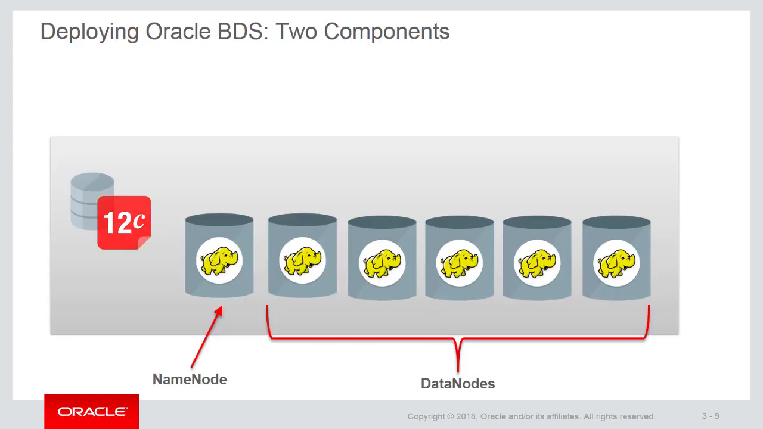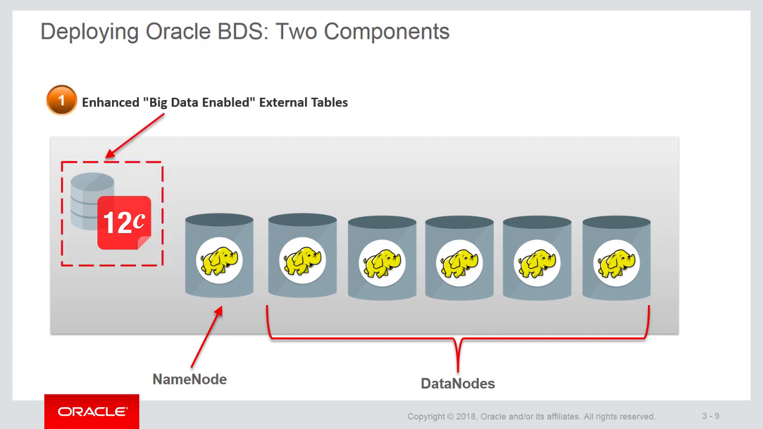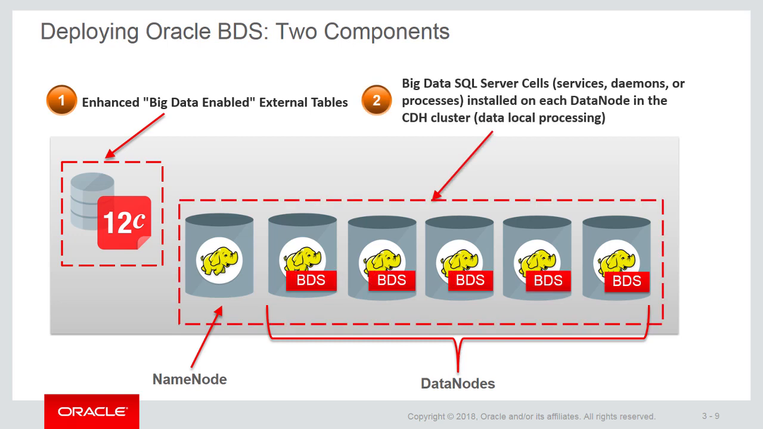There are 2 parts to Oracle Big Data SQL. The Enhanced Oracle Database 12c external tables, and the Oracle Big Data SQL Server cells on the Oracle Big Data Appliance or do-it-yourself Hadoop clusters. On the Hadoop cluster, Big Data SQL Server cells apply SmartScan over the data stored in HDFS data nodes in order to achieve fast performance.